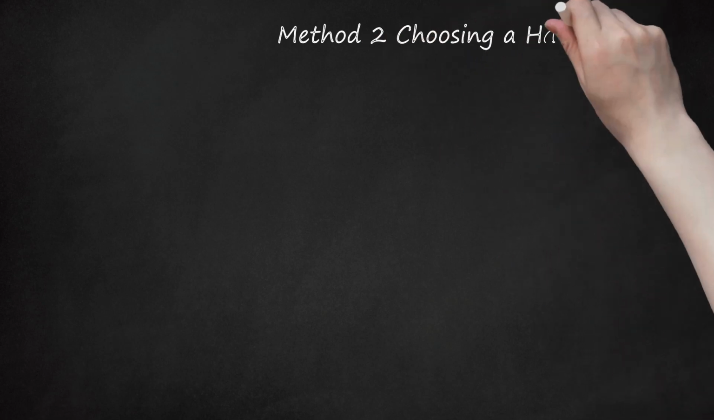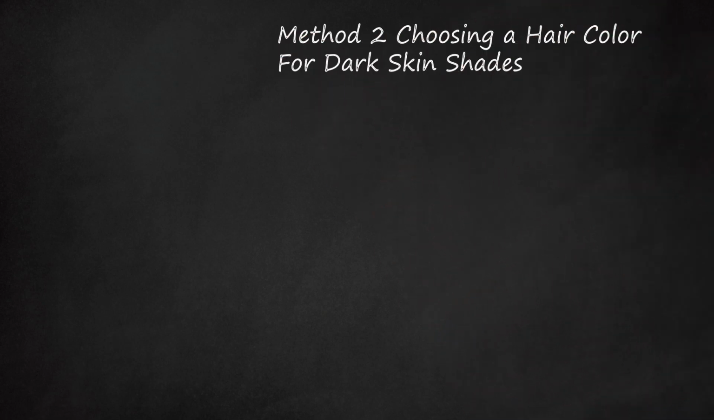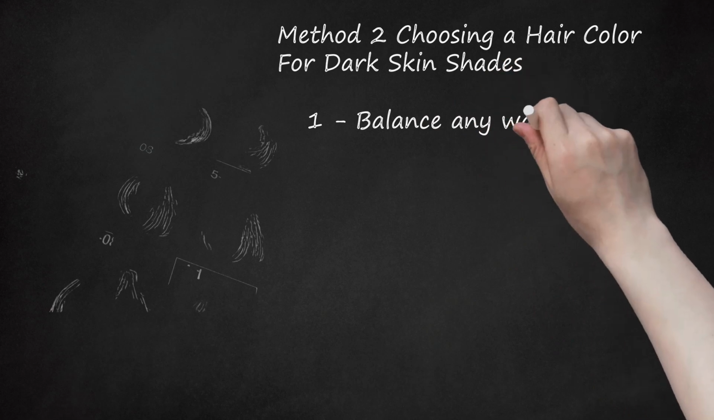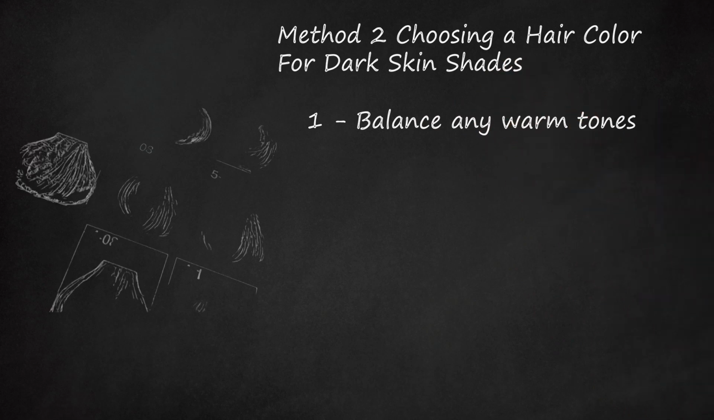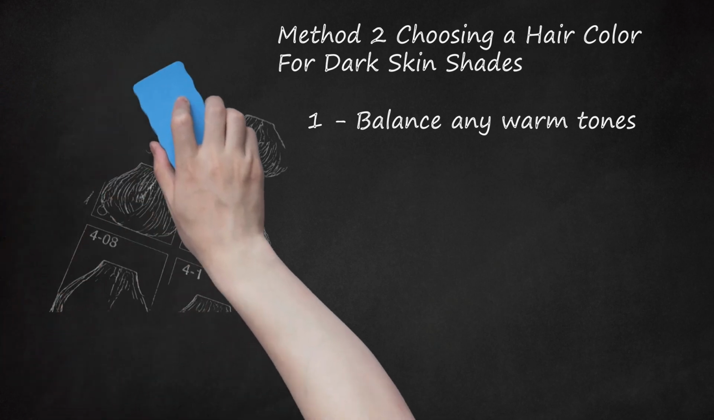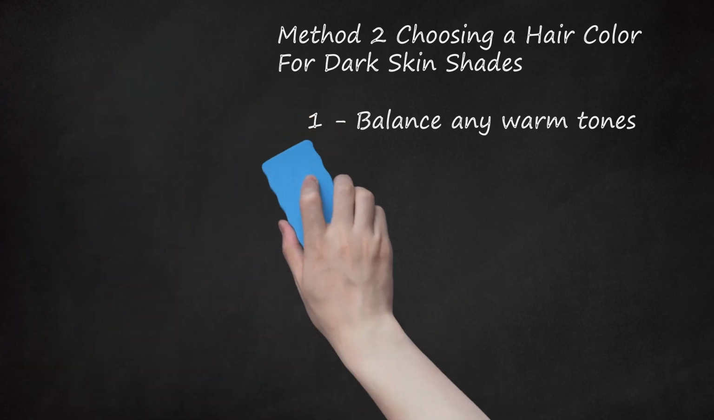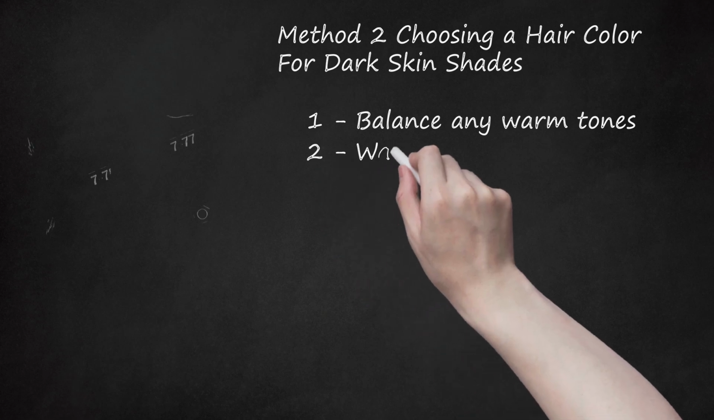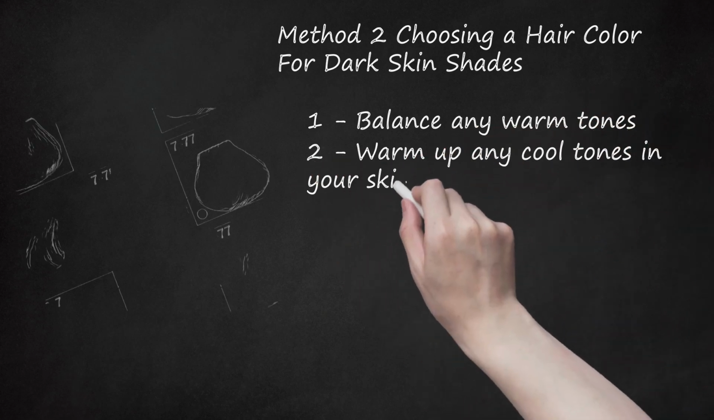Method 2. Choosing a hair color for dark skin shades. 1. Balance any warm tones. If you have a warm undertone, choose a hair color that has rich chestnut or cinnamon shades. This will help balance out any of the yellow or warm undertone in your skin. If your skin has red undertones and is a lighter shade, choose a medium to dark brown, black, or blue-black hair color. If your skin has warm red undertones, but is darker, choose a darker rich color and avoid lighter browns.